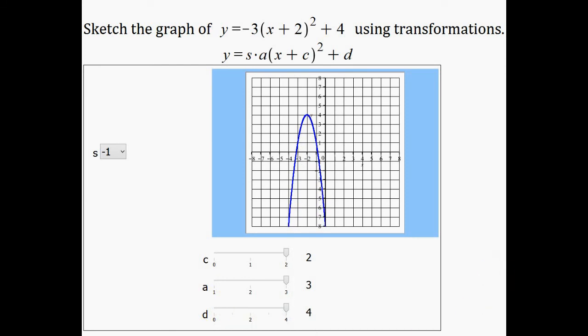Okay, notice in this case, the range has changed quite dramatically. Our original range was from 0 to infinity. Now it's going to be from -infinity up to 4. The range would be y less than or equal to 4 for this example.